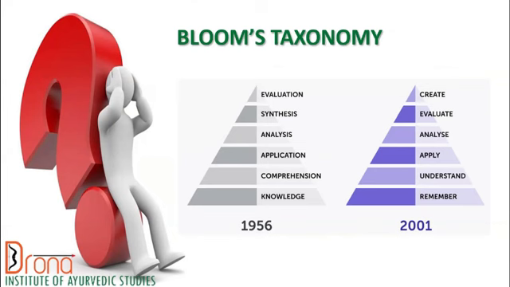And in 2001, which was the revised Bloom's taxonomy, the base level was remember, and the upper levels are understand, apply, analyze, evaluate, and create. The Bloom's taxonomy 1956 version is mentioned as nouns, and the 2001 version was mentioned as verbs.